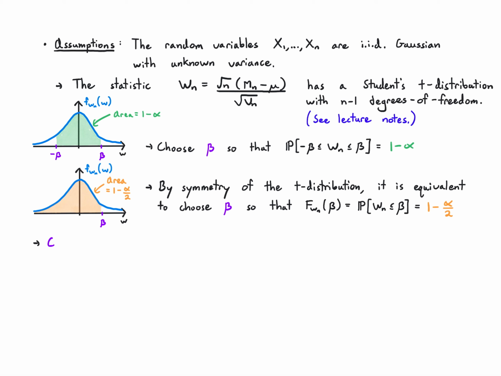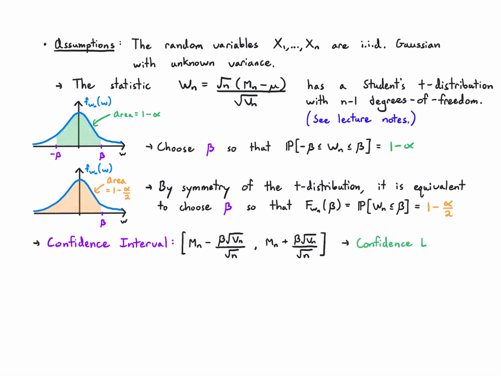So once you have this beta, all you're going to do for your confidence interval is take the sample mean plus or minus beta times the sample standard deviation over square root of n, and that's going to be your tolerance, okay? And your confidence level is going to be what you choose, 1 minus alpha. So you pick alpha, then you go and use this inverse T distribution CDF to find beta, and then you just plug that in along with your sample variance and square root of n, and then you're set. Let's do an example.